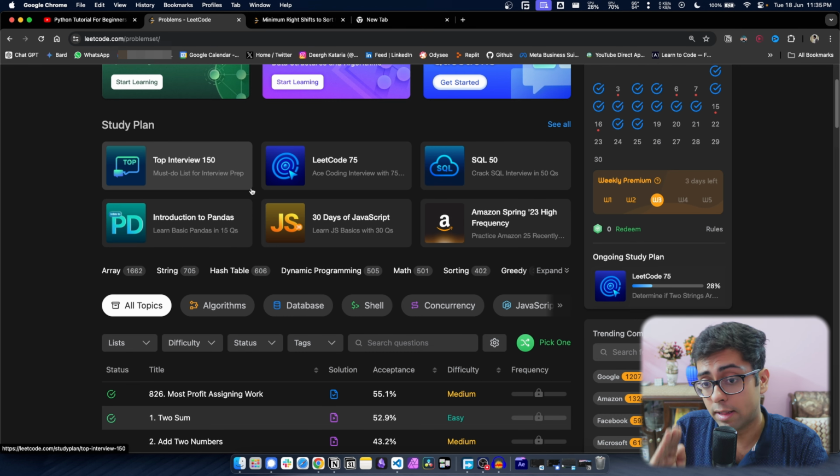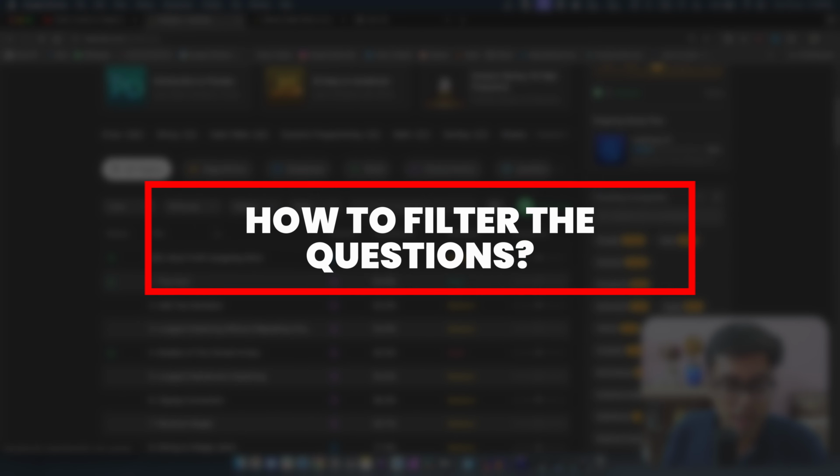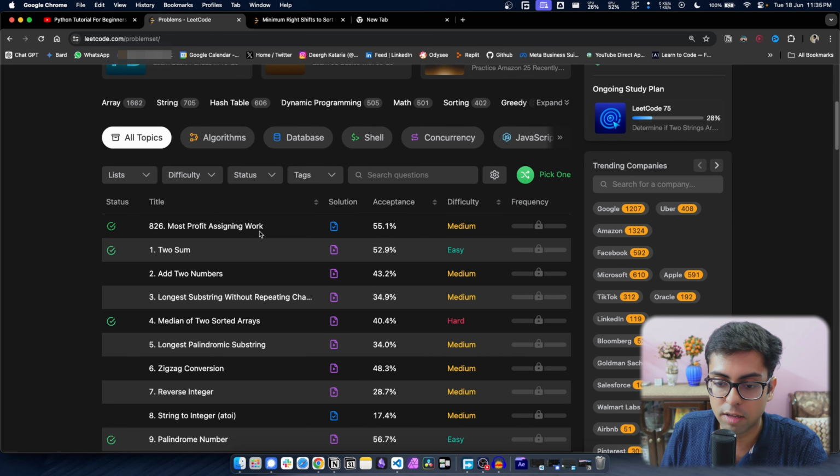If you don't want to follow this roadmap, and you want to go like me, you want to discover LeetCode a little bit and actually get into the nitty gritty and learn these program style questions. By default, it checks off this box, which is all topic, and it's going to show you all the questions that are there from all the topics.